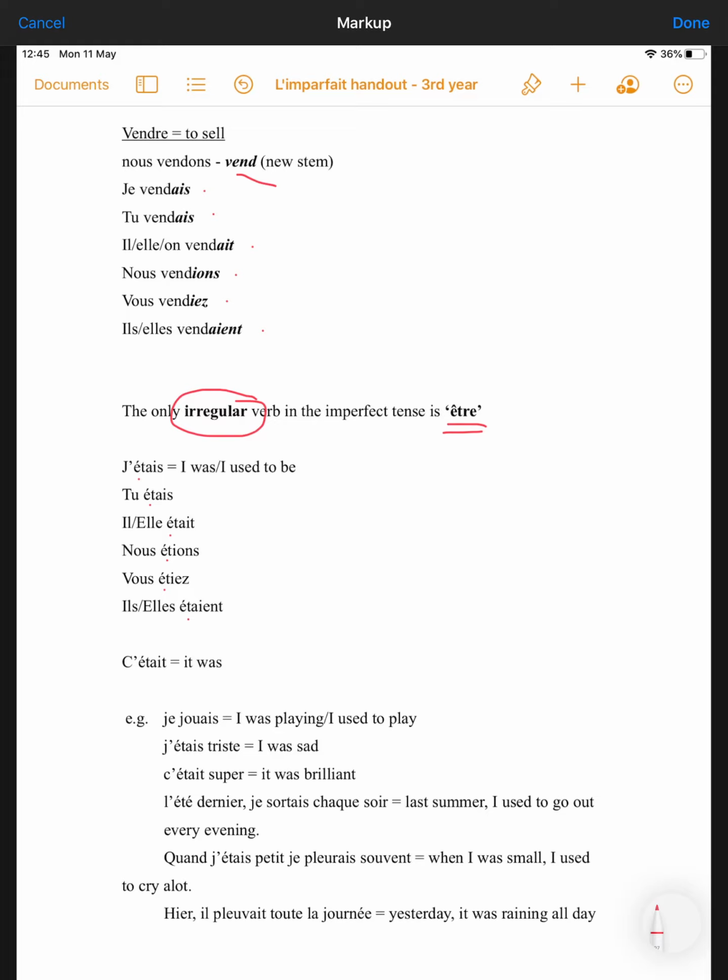So it's not that irregular after all, but the reason it's deemed to be irregular is because you cannot follow the rule to form it. Just note there, c'était, it's important you use that one quite a lot. It was, like c'était super, that's actually the imperfect and it comes from the verb être. Okay, it's the third part.